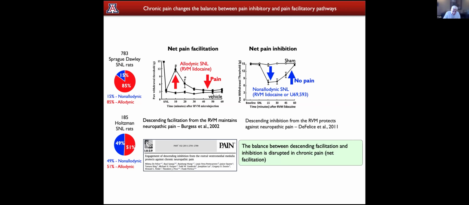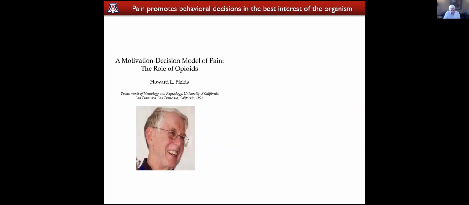And so we concluded that the balance between descending facilitation and inhibition is disrupted in chronic pain, resulting in net descending facilitation. This is something that I think can be evaluated, and has been evaluated in humans, using conditioned pain modulation. And maybe Kirsty will talk about that in the future. The last little thing about this is that we also did learning experiments with these animals. Injured allodynic animals, where we put lidocaine in the rostroventral medial medulla, would show conditioned place preference. Animals that were injured but not allodynic would show conditioned place avoidance. So this, again, supported this concept.